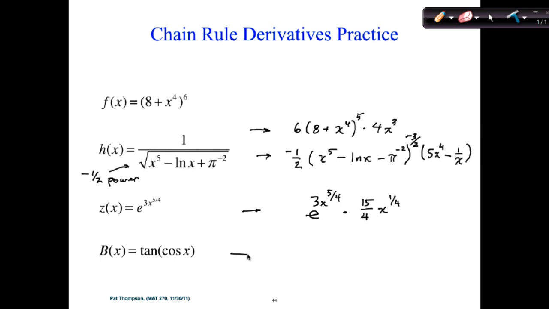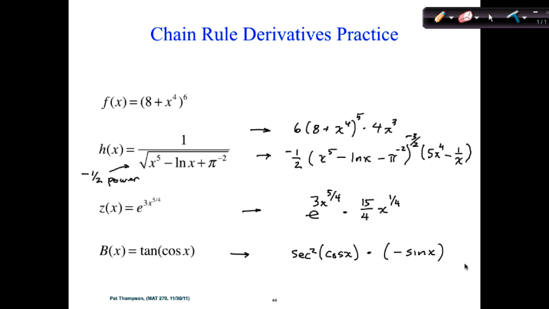Let's see here. Dustin. Is it secant squared times cos x? Of, right? This is not multiplication. This is a function. Cosine x is the argument of the tangent function. So secant squared of cos x, times minus sine x. Right. Okay, any questions on those?